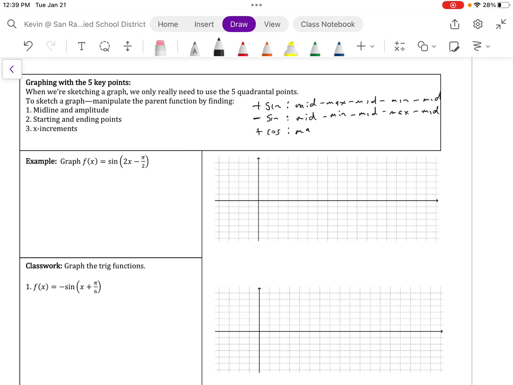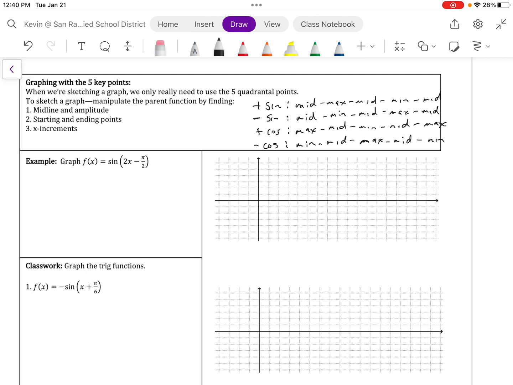Okay, if it's positive cosine, positive cosine starts at the max, then goes to the mid, then goes to the minimum, then it goes back to the mid, and then it ends at its max. And then if it's negative cosine, now we're going to start at our min, kind of think about it reflecting over the x-axis or reflecting over the midline. So we're going to start at min, go up to the mid, go to the max, back to the midline, and then end at the minimum.